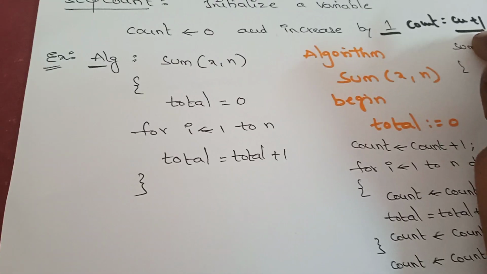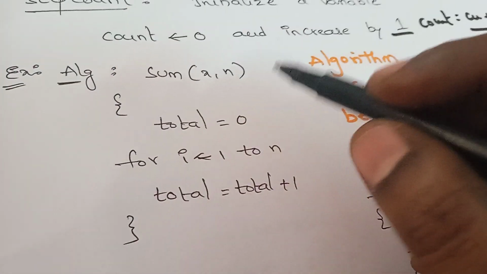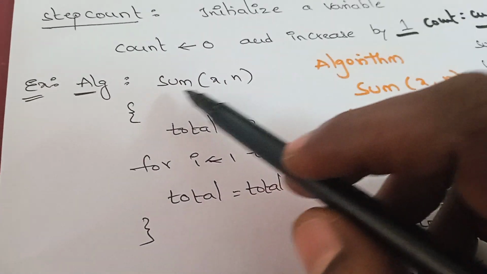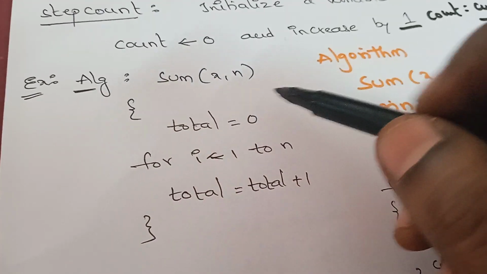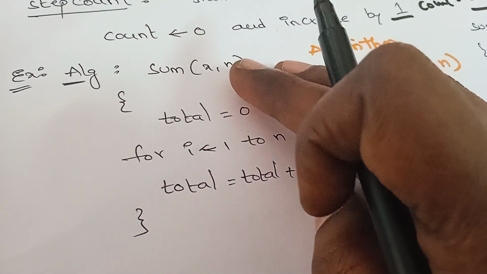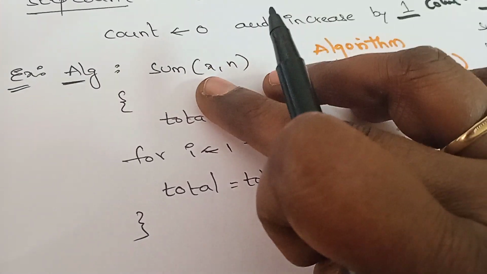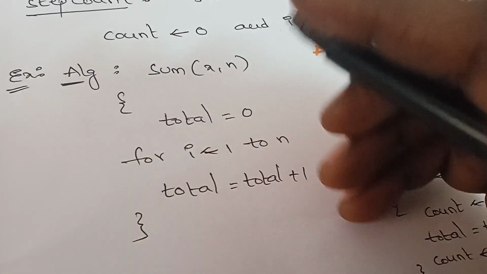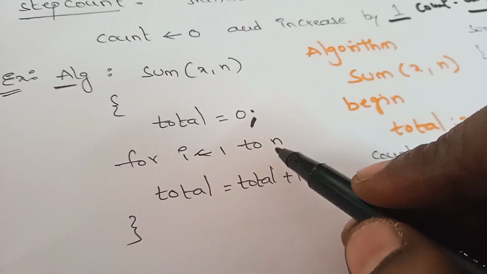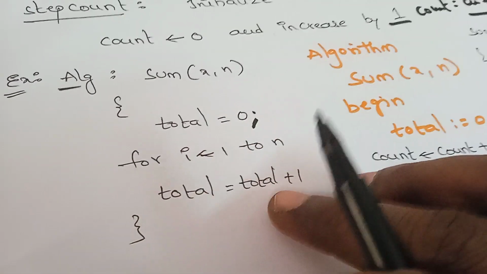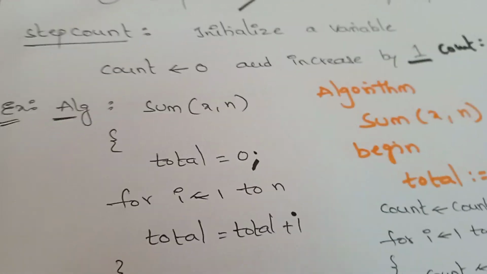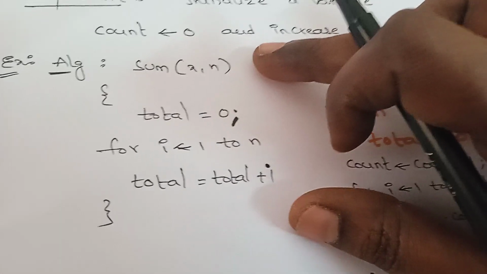Now let's see an example for better understanding. Usually we will discuss this example in the class also. Sum of x comma n. Here I want to add an array of elements with size n. I have taken total is equal to 0, and a for loop, and I am updating the total value, and this was total plus x of i, not 1. This is the basic algorithm.